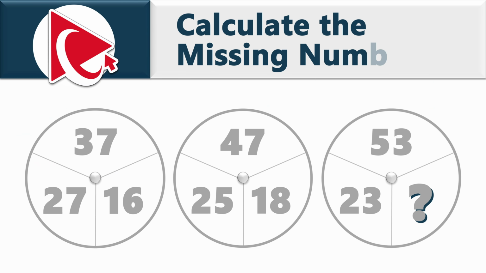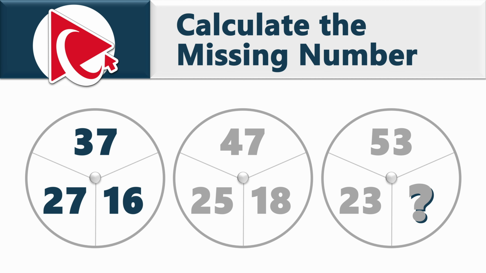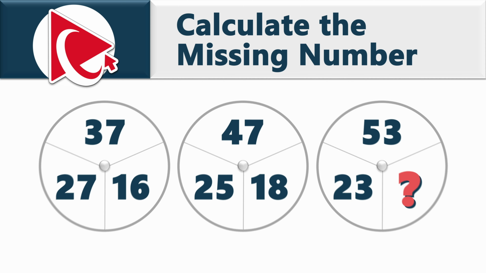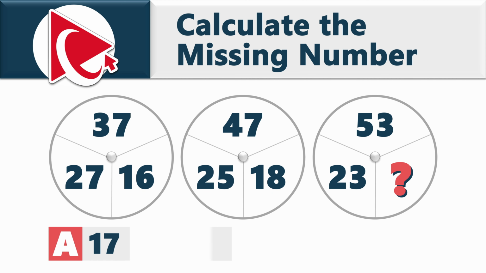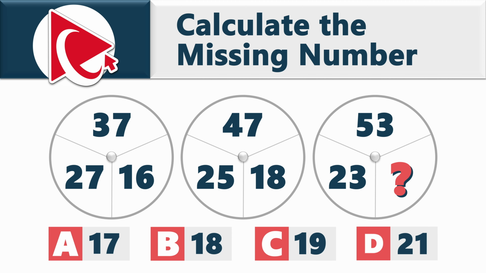You're presented with 3 circles. Each circle has 3 numbers inside. The first circle has numbers 27, 37, and 16. The second circle has numbers 25, 47, and 18. And then the third circle has numbers 23, 53, and then comes the missing number, which you need to calculate and select out of 4 possible choices. Choice A, 17, choice B, 18, choice C, 19, and choice D, 21.